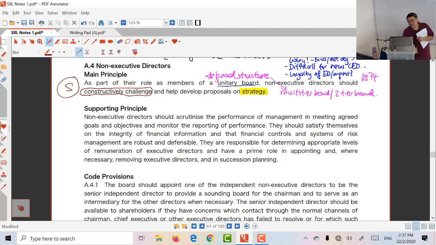All right? Now, what about how do you help to develop proposals? You can also, yeah, you can be the one that gives them the idea. Right, you might be the one that says, hey, why don't you consider this thing? You know, you never thought of that, right? So you can give the idea. And why it may be good for NED to be the one that gives proposals?